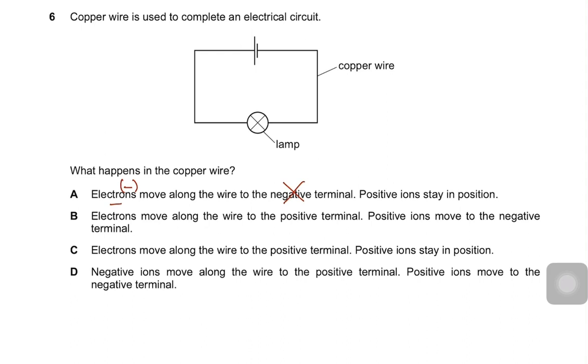Positive ions move to the other terminal. Positive ions don't move at all. Electrons move along the wire to the positive terminal. Positive ions stay in position. Yeah, that is correct. C for cat.